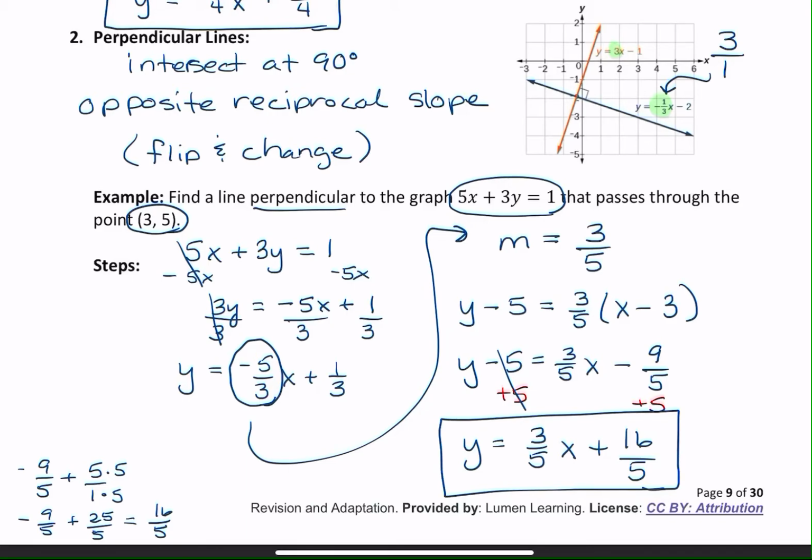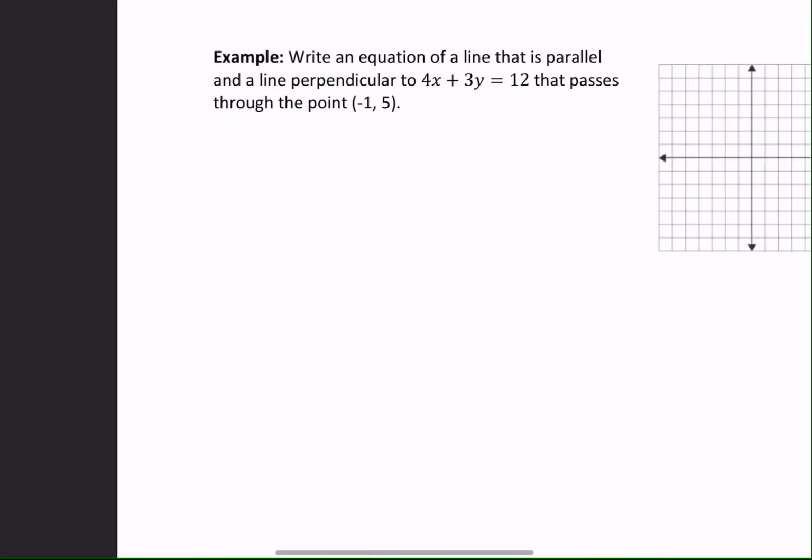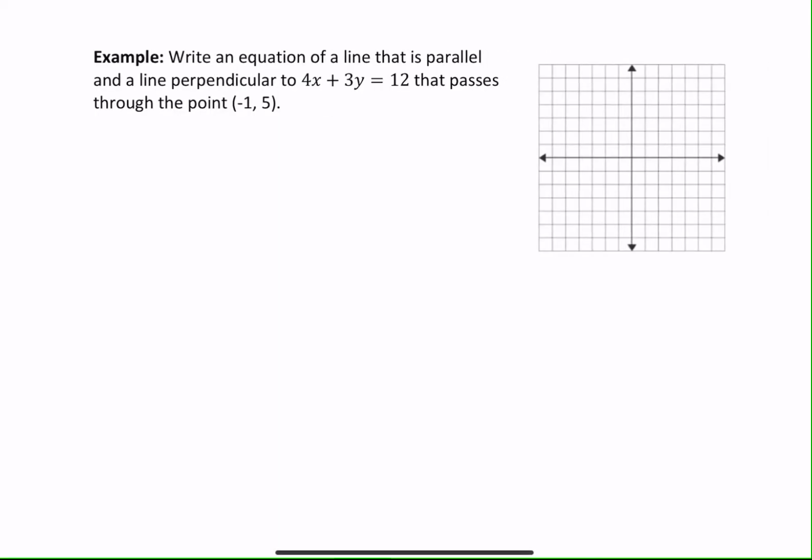So just remember, parallel means same slope, perpendicular means opposite reciprocal slope. So what you're going to see on your homework is where it wants you to write an equation of the line that is parallel and a line perpendicular to another line that passes through a specific point. So again, here I've got an equation that's not in y equals, so let's put it in y equals first.